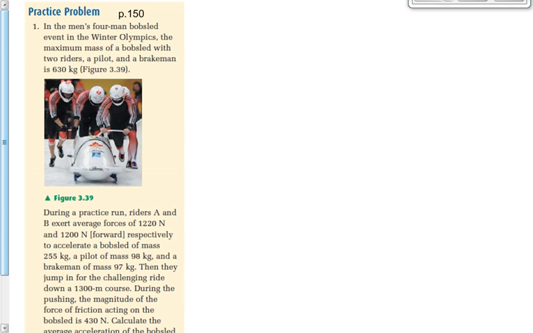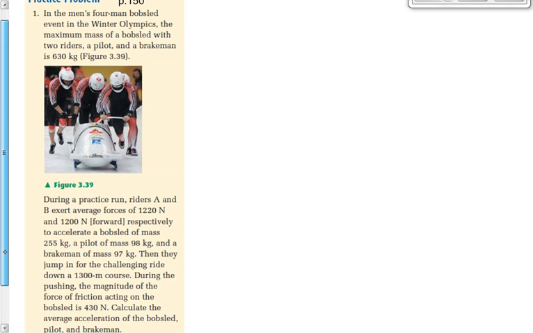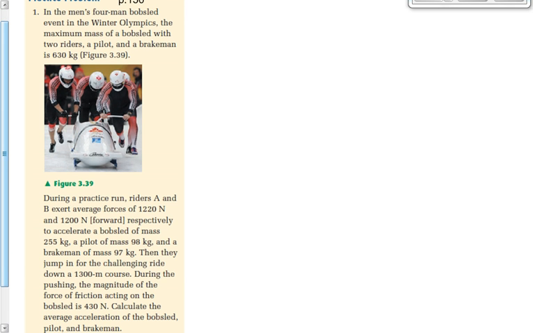This one says, in the men's 4-man bobsled event in the Winter Olympics, the maximum mass of a bobsled with two riders, a pilot, and a brakeman is 630 kilograms. During the practice run, riders A and B exert average forces of 1220 newtons and 1200 newtons forward, respectively, to accelerate the bobsled of mass 255 kilograms, a pilot of mass 98, and a brakeman of mass 97 kilograms. Then they jump in for the challenging ride down the 1,300-meter course. During the pushing, the magnitude of the force of friction is 430 newtons. We want to find the average acceleration of the bobsled, the pilot, and the brakeman.